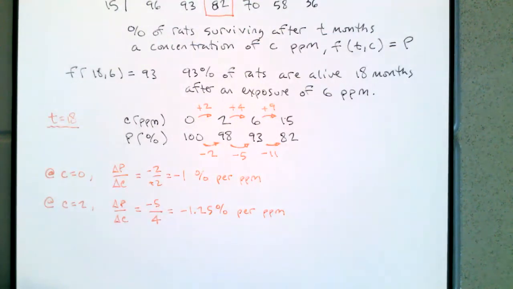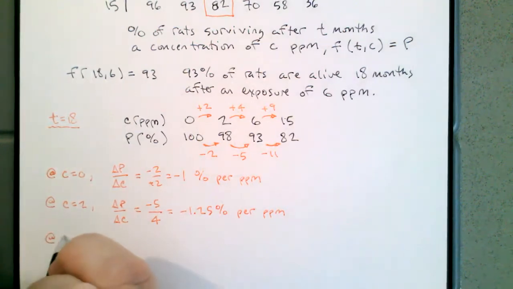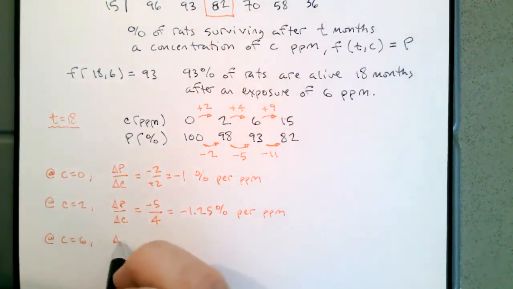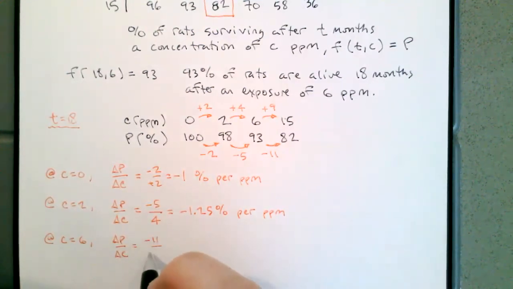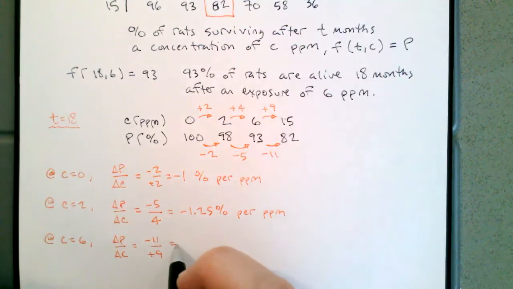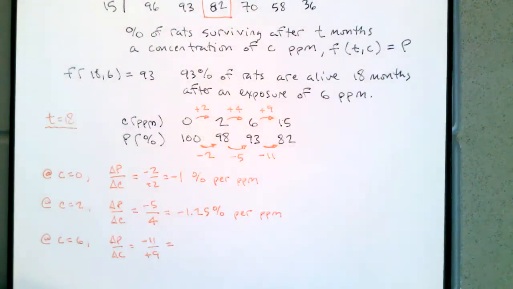And then we can also calculate from 6 to 15. So from 6 to 15, the rate of change, the change in P will be -11, over an increase of 9 parts per million. So 11 divided by 9 is going to be 1.2. Yeah, 11 minus 9 is 2, so 1.2.